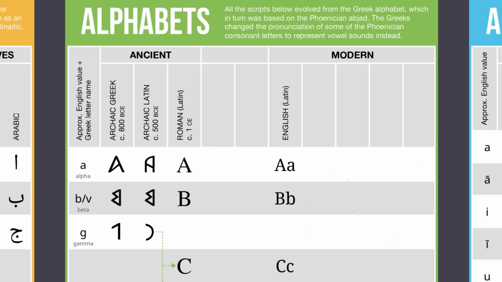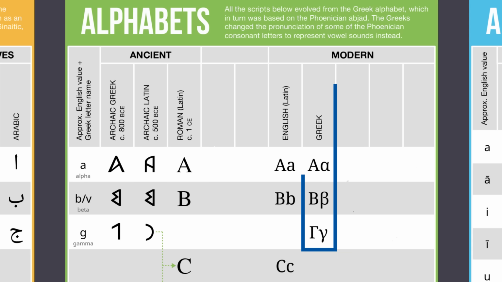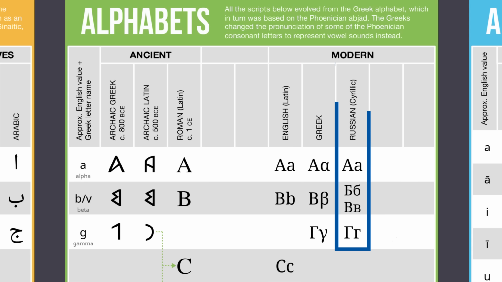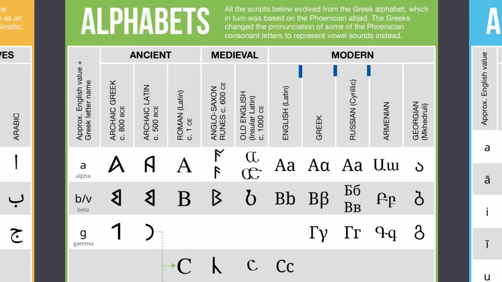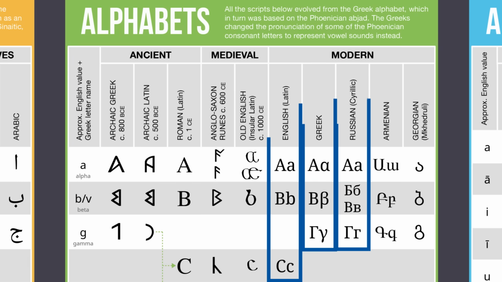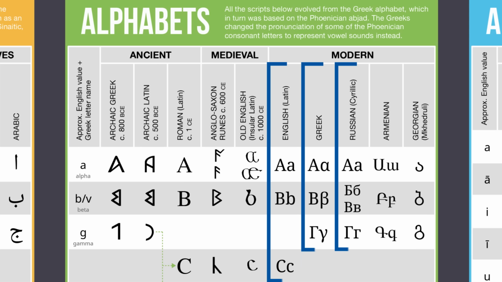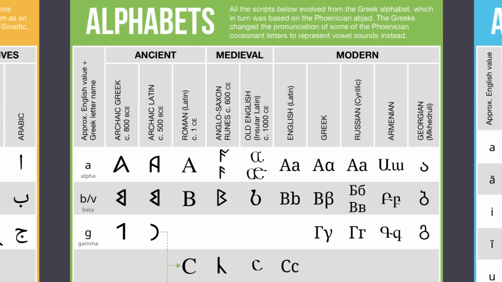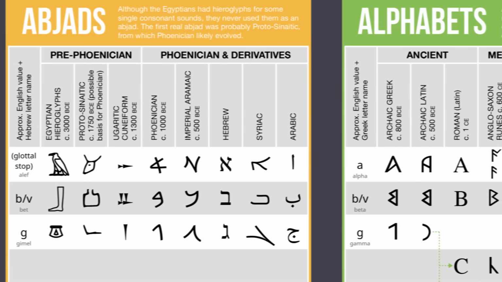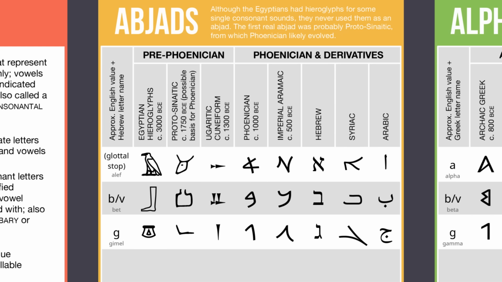Now keep in mind that the original Greek alphabet also evolved into the modern Greek alphabet, which is shown in this column here. It also evolved into the Cyrillic alphabet, which is used in Eastern European countries such as Russia. All 3 of these alphabets, Latin, Greek, and Cyrillic, work in a similar way. And the reason why they sometimes look quite similar is that they share a common origin. Okay, now let's look at another type of writing system: the Abjads.